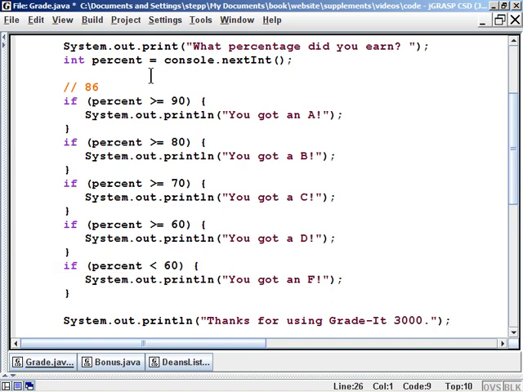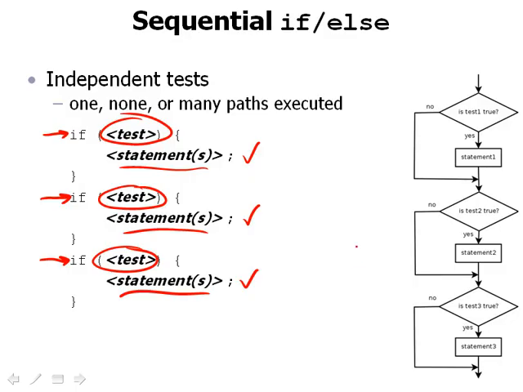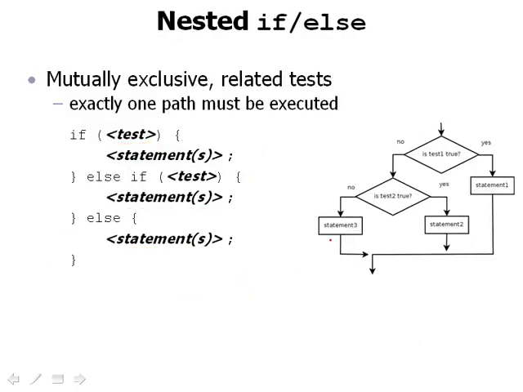But this isn't the logic we want in this program. We'd really like to only choose the one path. Really, you should only print one of these 5 messages, no matter what the person's percent is. So if that's what we're interested in, we want something called a nested if-else statement. A nested if-else statement is a set of mutually exclusive tests that are related to each other. The implication being that you would only execute one of the groups of statements.